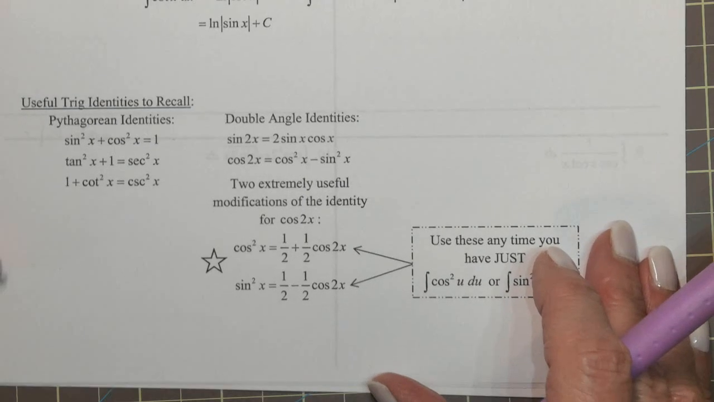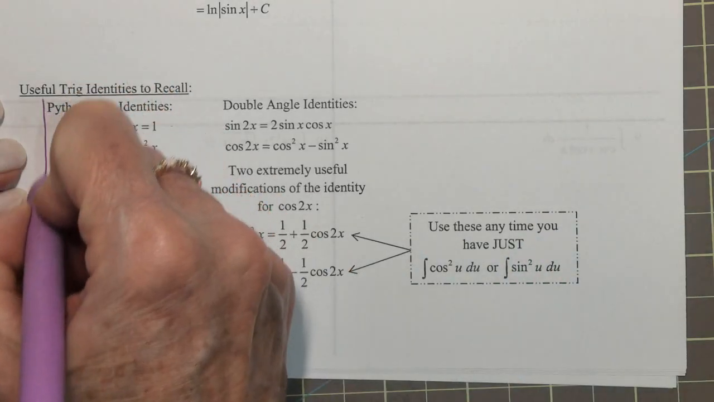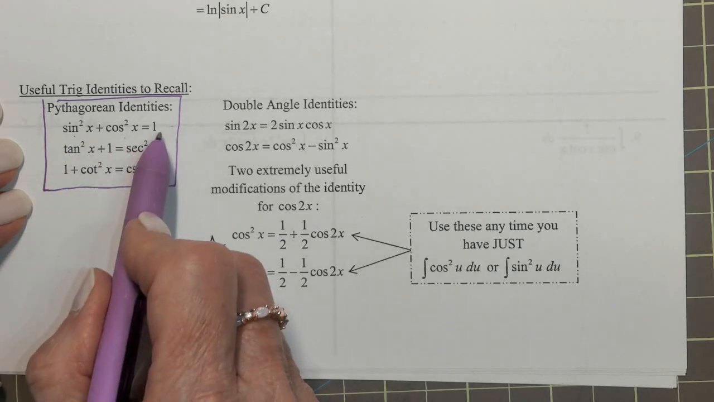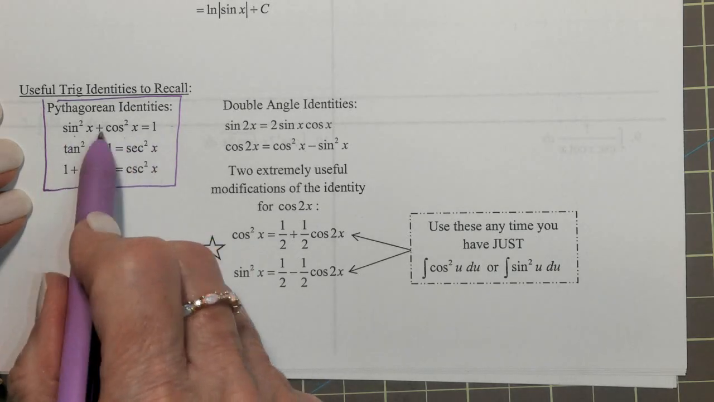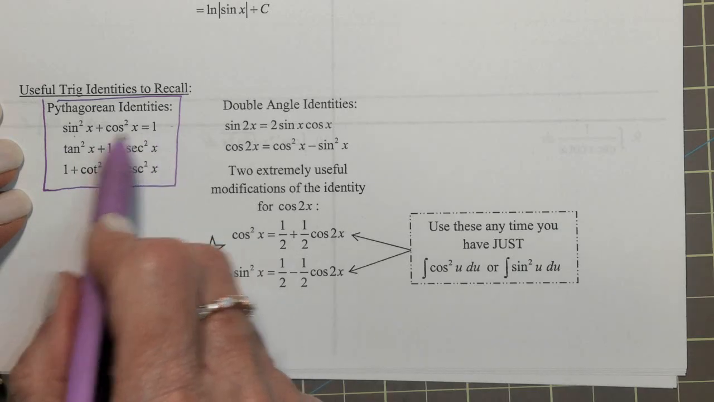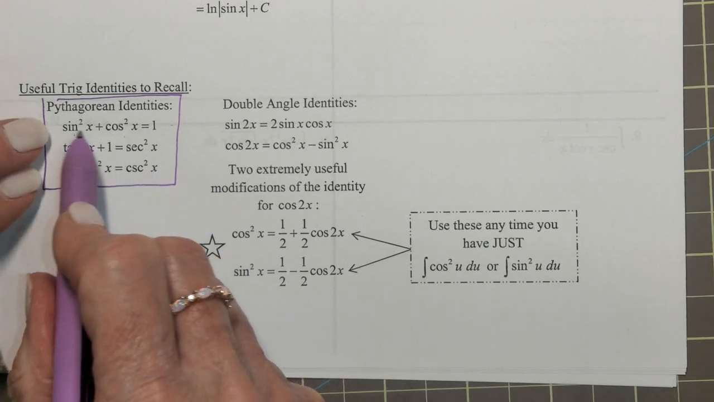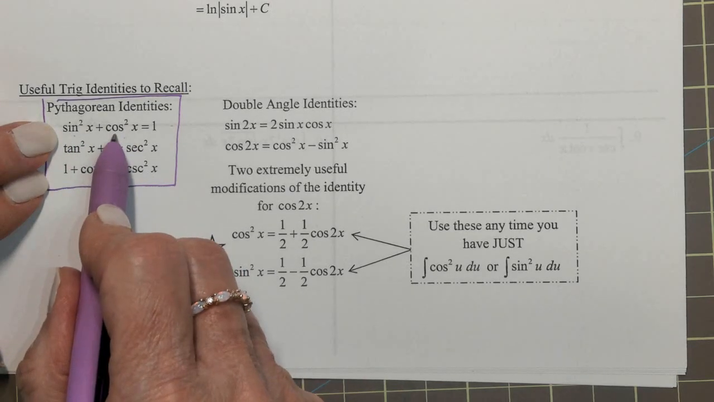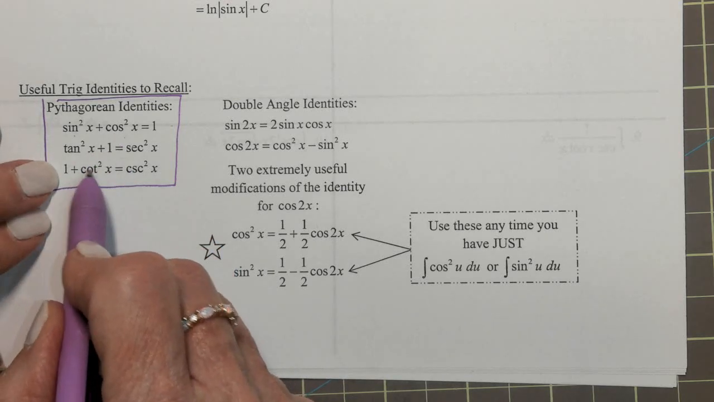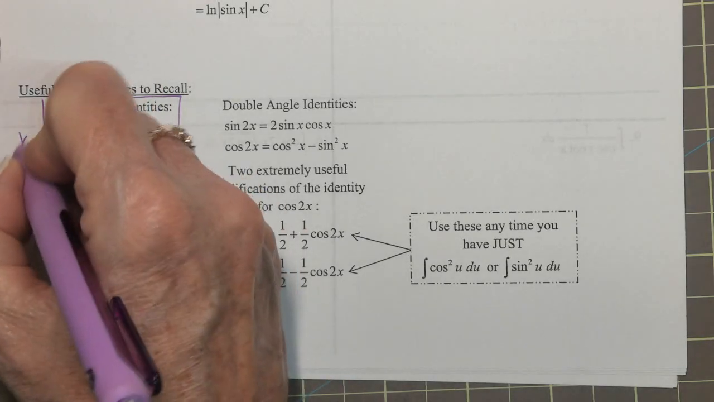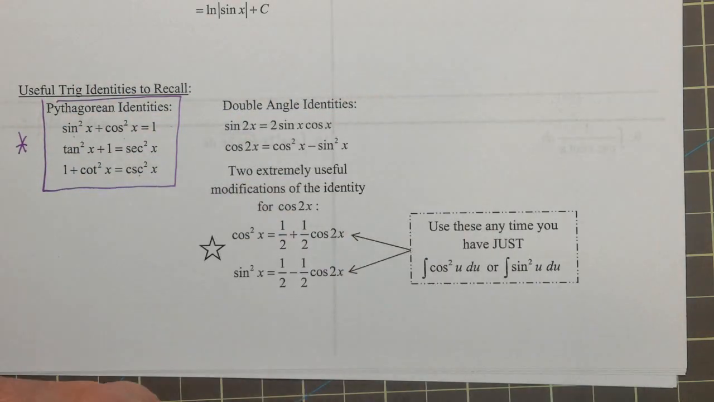Other identities to recall. The Pythagorean identities, we need to know those. Sine squared x plus cosine squared x is equal to 1. And if you divide both sides of this by cosine squared, you will get tangent squared plus 1 is equal to secant squared. If you divide both sides of this by a sine squared instead, you'll get 1 plus cotangent squared is equal to cosecant squared. Okay, so we need to know those, so that we can manipulate that integrand sometimes and get it into something that we can integrate, that we know the antiderivative of.